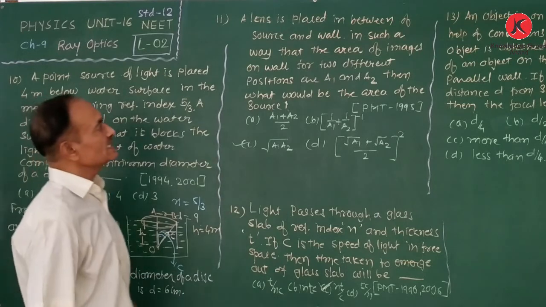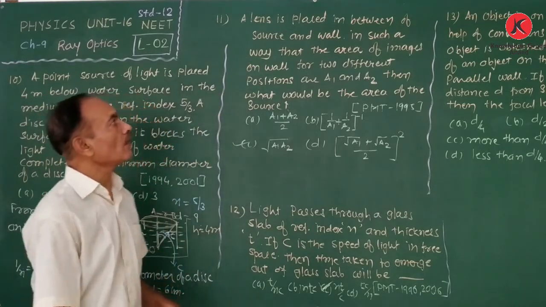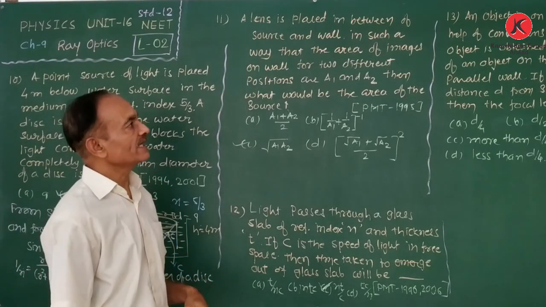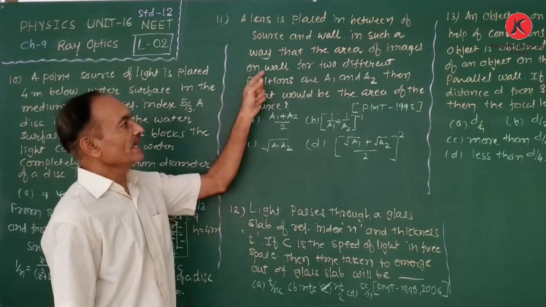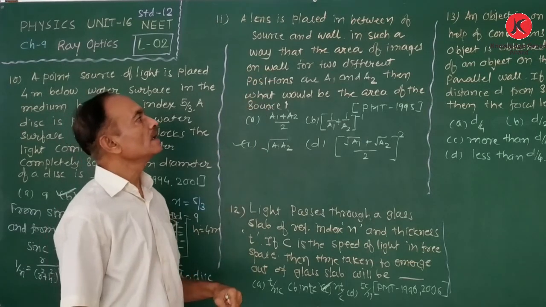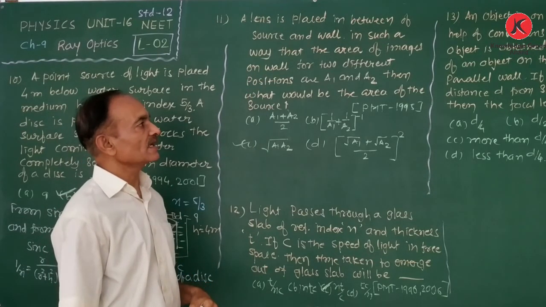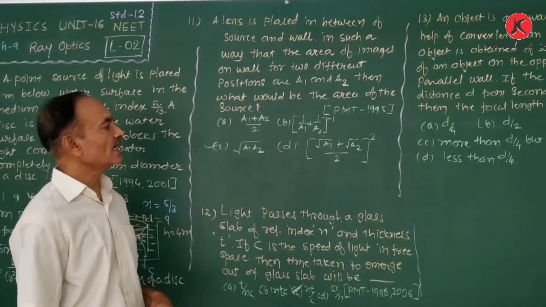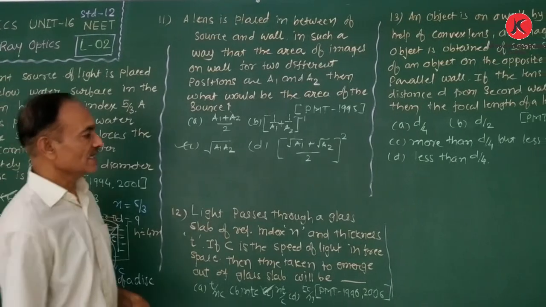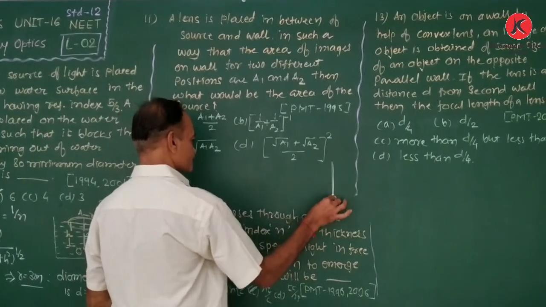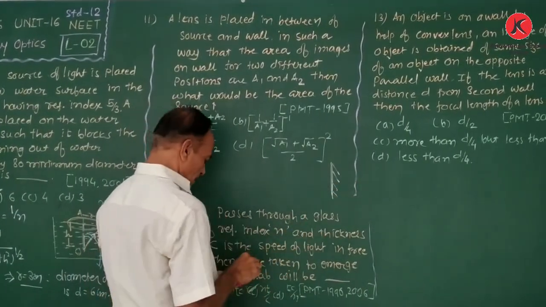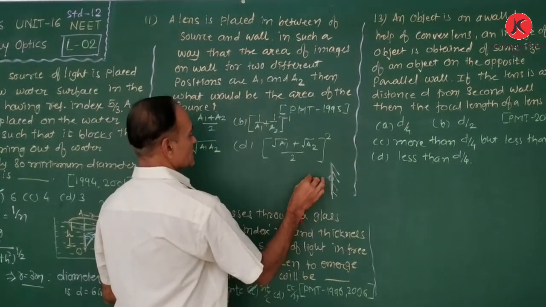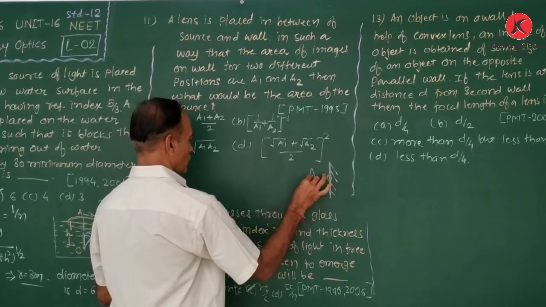Now the next numerical is: a lens is placed in between a source and a wall, right? In such a way that the areas of the image on the wall for two different positions are A1 and A2. Then what should be the area of the source? Now listen, one wall is given. One source is placed on this wall. Here we place the convex lens.